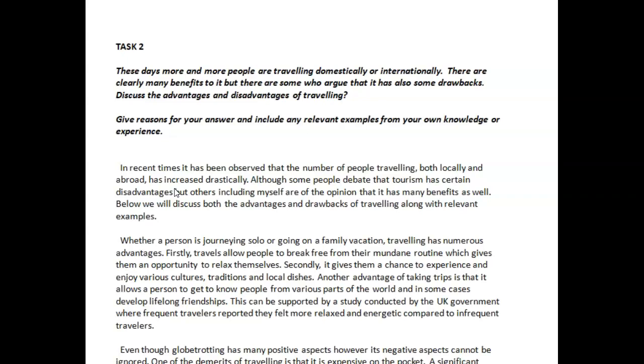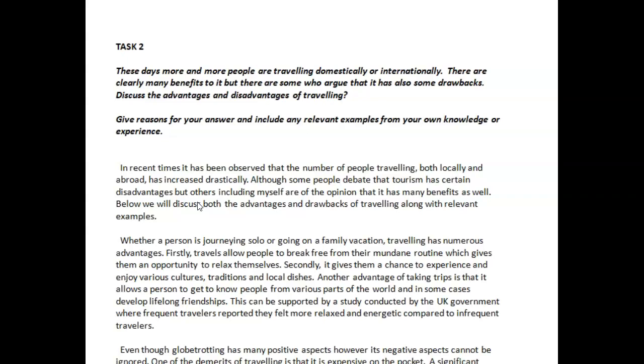Below, we will discuss both the advantages and drawbacks of traveling along with relevant examples. Okay, I don't like this, we will discuss. Who is we? It just feels rather strange, a little unnatural. So you could have done this instead in the passive voice, or you could have said, this essay will discuss both the advantages and drawbacks. Okay, you could have done that as well.